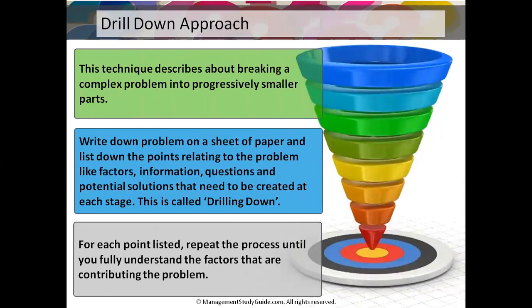Now, quickly, let's look at the drill down approach. Just like the name is, get to the root of the matter: drill down, root cause analysis. This technique describes breaking a complex problem into progressively smaller parts. Write down problems on a sheet of paper and list down the points relating to the problem, like factors, information, questions, and potential solutions that need to be created at each stage. This is called drilling down. For each point listed, repeat the process until you fully understand the factors that are contributing to the problem.